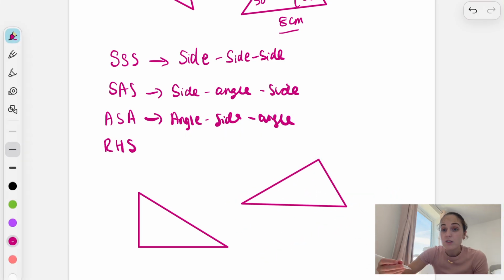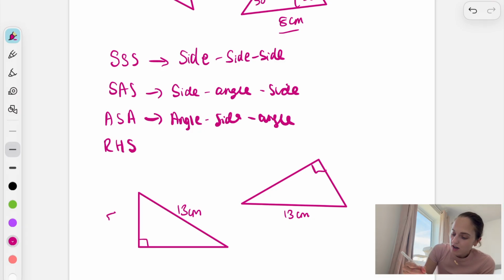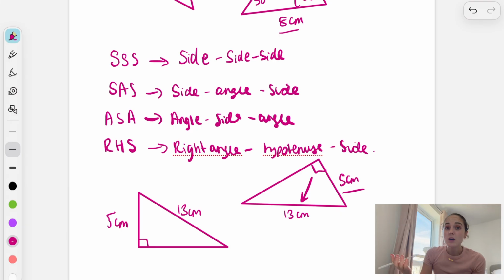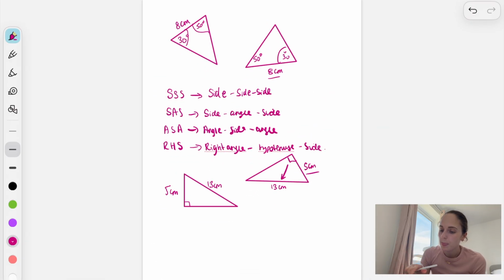If I can prove that there's a right angle in two of them, and there's a hypotenuse that's the same. The hypotenuse is the side that's opposite the right angle. So if I say this one's 13 centimeters and this one's also 13 centimeters, and then this side is 5 centimeters and this is also 5 centimeters, then we have a right angle, a hypotenuse, and a side, and therefore we have RHS. So that's another reason for congruency. This workpack is all about proving congruency, so we're going to need these four reasons.